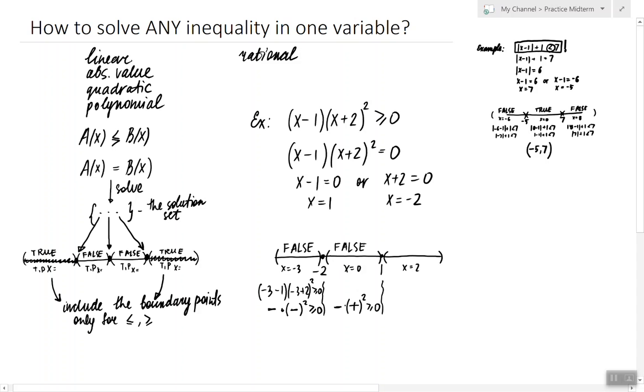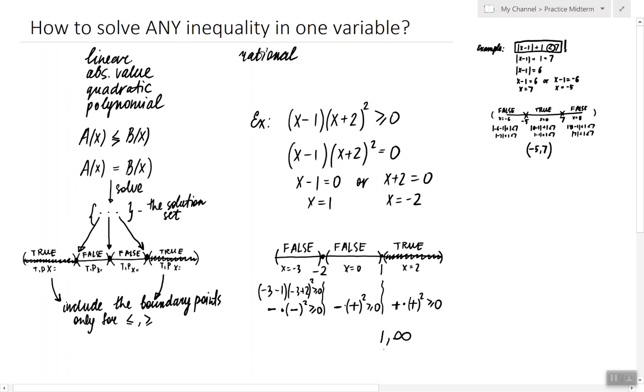Now if we take x equals 2, at 2 we have 2 minus 1 is positive, and 2 plus 2 is also positive, and we also have it squared. So everything is positive, so the inequality is true. So this simple analysis means that the only subinterval that is part of the solution is this one. So the answer is from 1 to infinity.